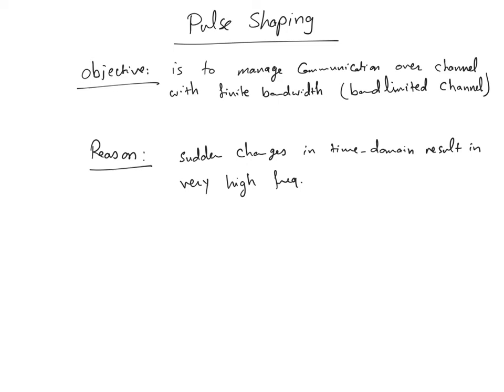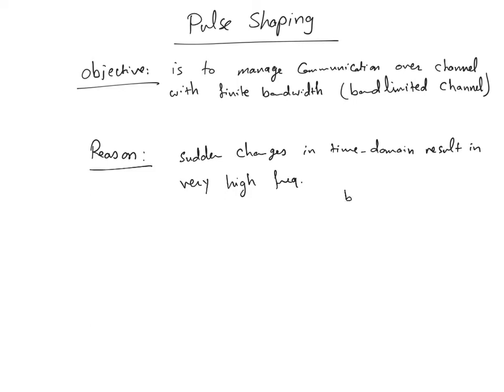The next topic that we need to address is pulse shaping, in order to actually finish our digital communication transmitter chain. The objective of pulse shaping is to manage communication over a channel with finite bandwidth. We call that a band limited channel. The reason that we need that is that sudden changes in time domain signals result in very high frequency in the frequency domain. And where does this happen?